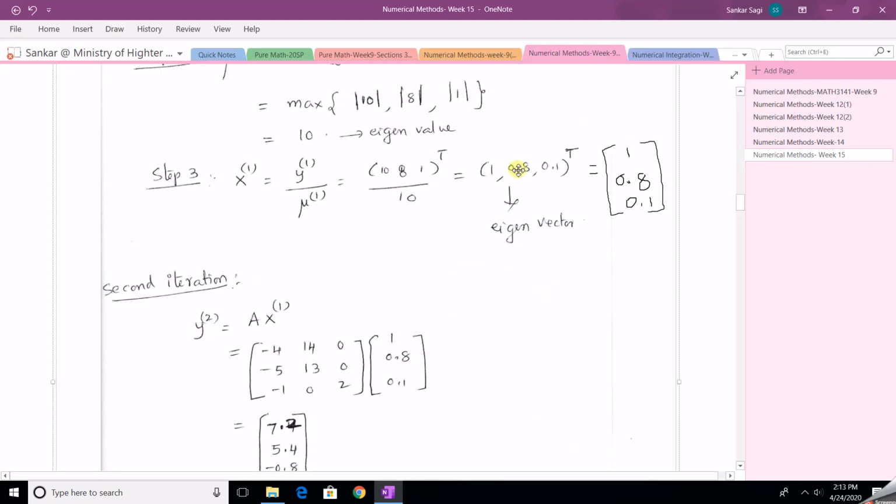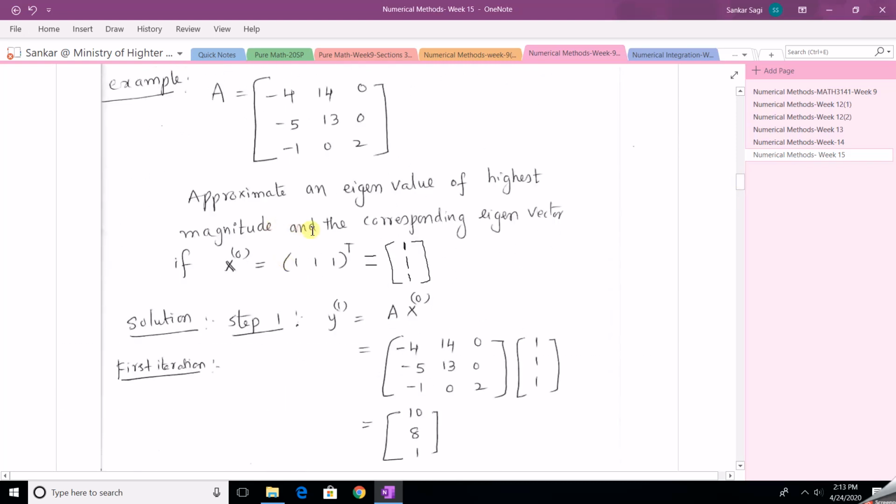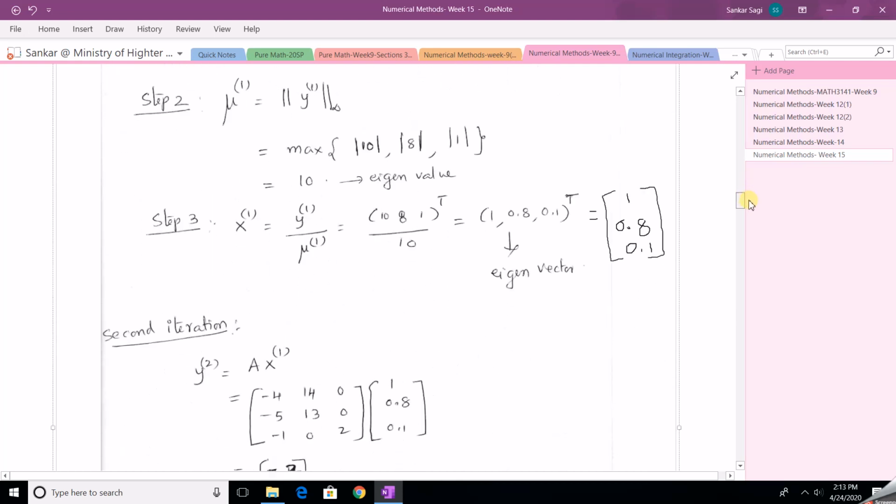So this vector 1, 0.8, 0.1 transpose is nothing but the column vector 1, 0.8, 0.1. So we got the eigenvector. This is the eigenvector and this is the eigenvalue in the first iteration. Now we go for the second iteration, because in the problem it is asked. It is not asked here, but we are doing 2 iterations here.